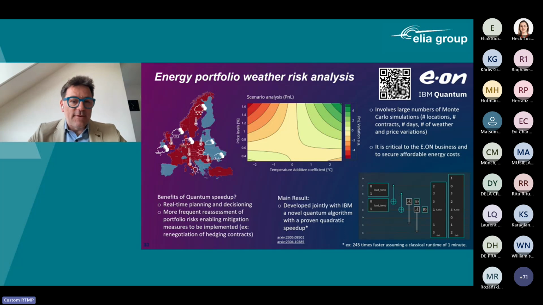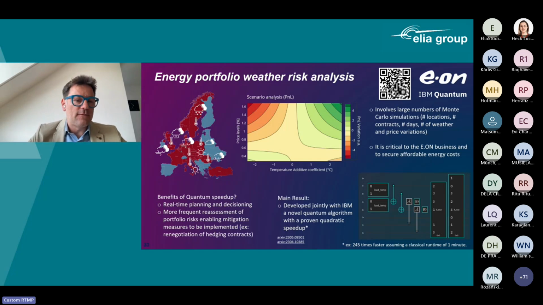And of course, depending on the outcome, for example if you have a colder or warmer winter than anticipated, and you have some fluctuation in the energy price, this can create some financial exposure for E.On and variation of the P&L. And of course, to study this, you need to involve a large number of Monte Carlo simulations or scenarios, where you take into account the number of locations, the type of contract that you have with your customer, the horizon that you want to use for the optimization, as well as the number of price and weather variations. And this is not only critical for the E.On business, but also important to secure affordable energy costs for our customers. And this type of evaluation, the portfolio energy risk, is typically done overnight.